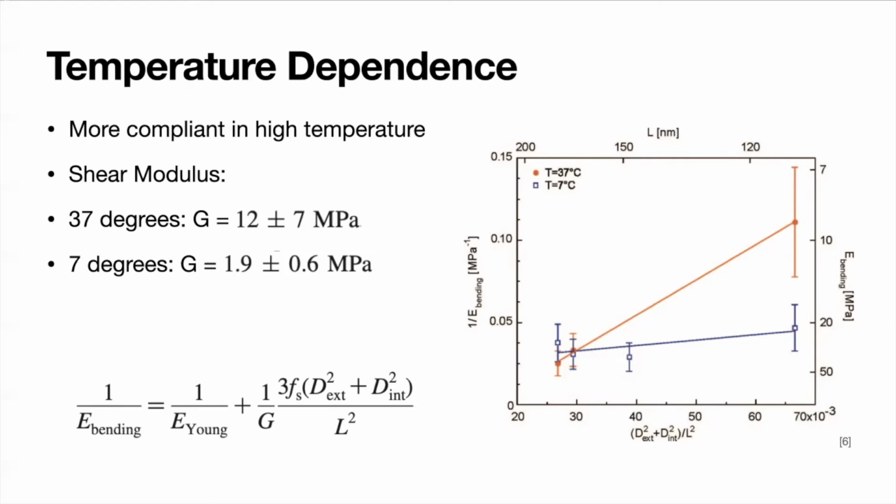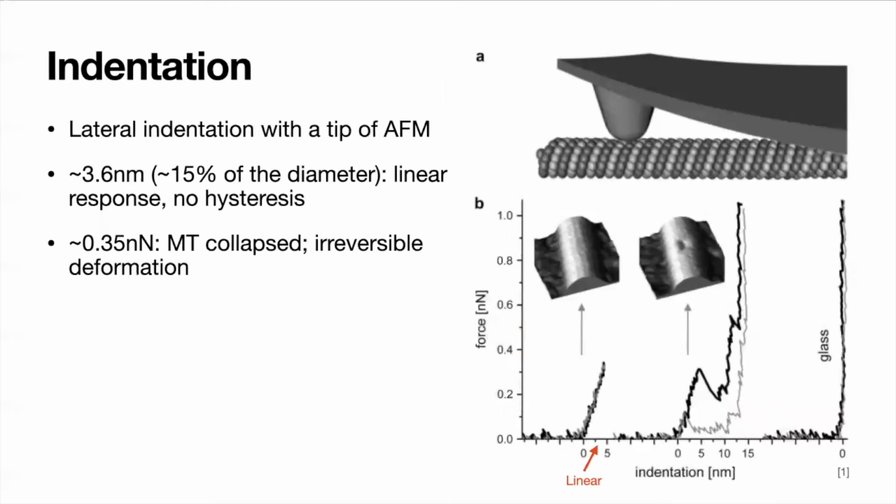They're easier to deform. The main reason is the shear modulus, G, is 12 megapascals at 37 degrees, but only 1.9 megapascals at 7 degrees. From the numbers, we can see that there is a strong temperature dependence of the lateral interactions between protofilaments. This actually makes sense because it implies that the weak interactions between particles depend on temperature. Higher temperature means higher energy, so it's relatively easier to alter the bonds. This is not counterintuitive. It actually makes sense.